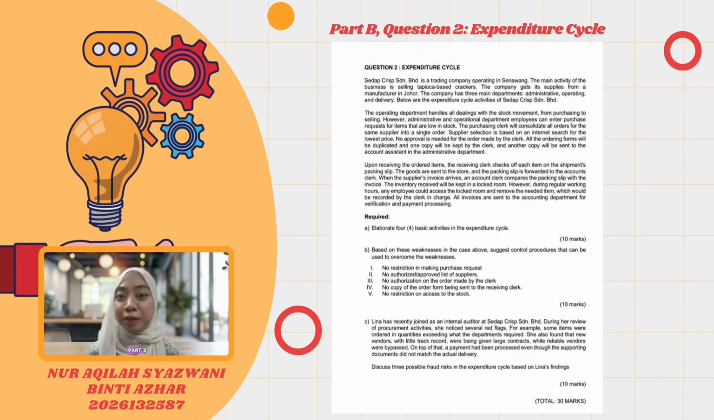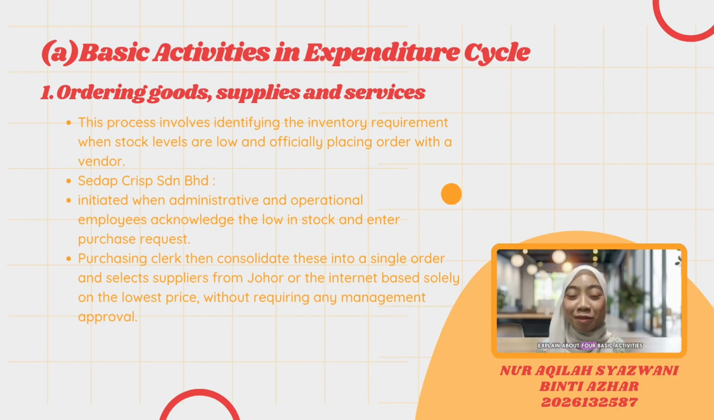Now moving on to part B, which focuses on the expenditure cycle. Here we will analyze the case study details to identify the internal control weaknesses and discuss the suggested procedures. Now we are going to explain the 4 basic activities in the expenditure cycle.